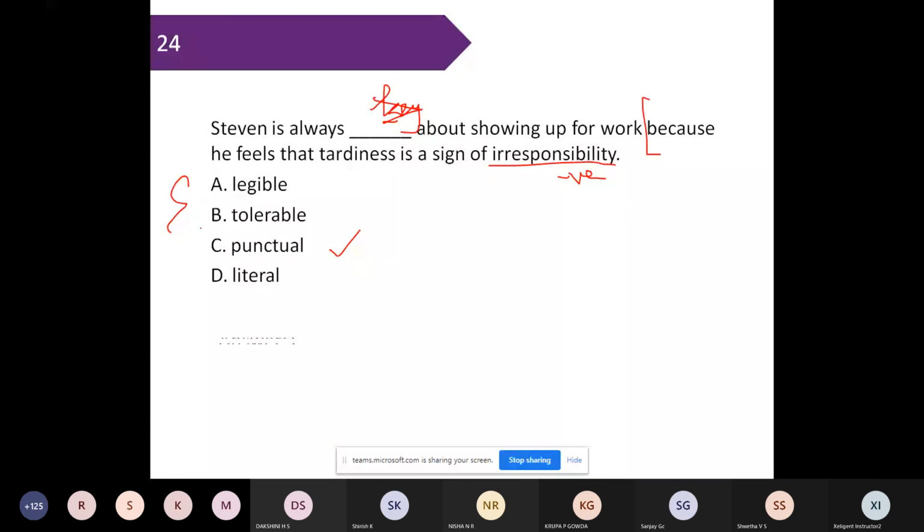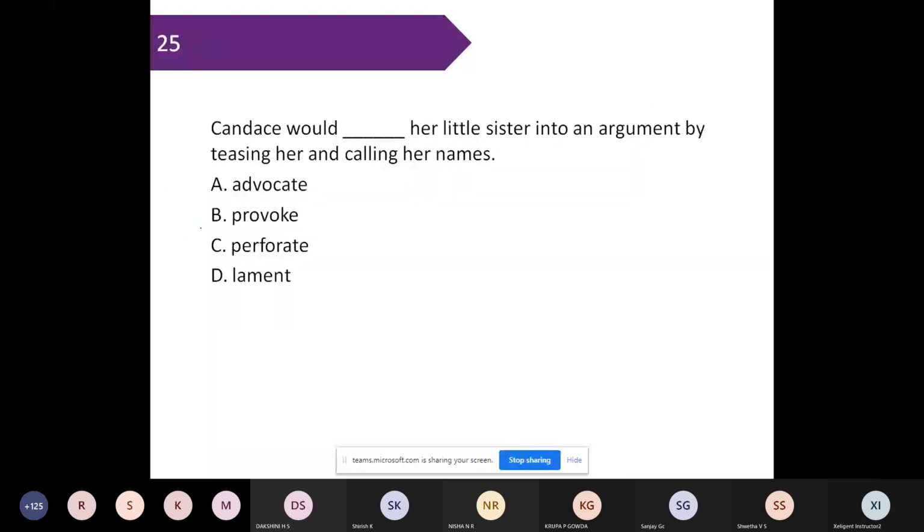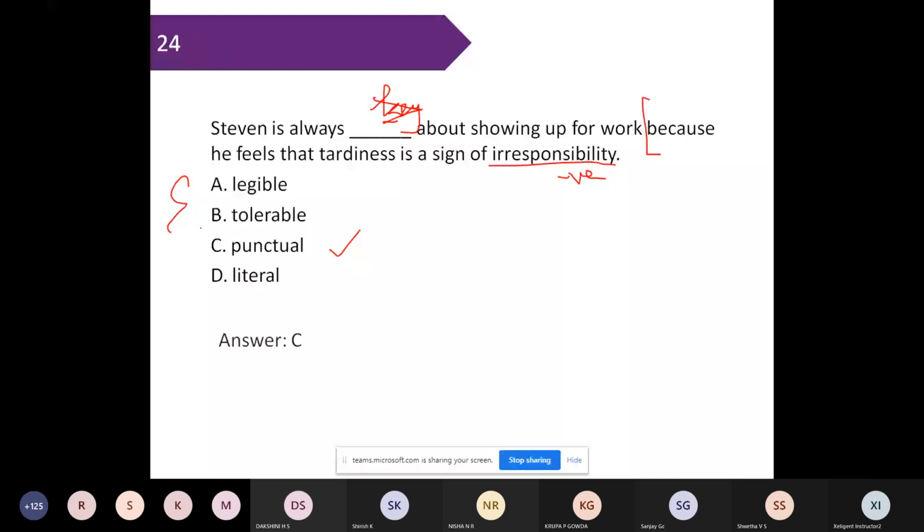Now, moving on to the 25th question. Candace would dash her little sister into an argument by teasing her and calling her names. Guess word. What is a guess word? Yes, punctual means on time. But if you read the second part, Stephen is always punctual about showing up for work. Why? Because he feels that tardiness, being late, is a sign of irresponsibility. He doesn't want that. That's why he is always punctual.